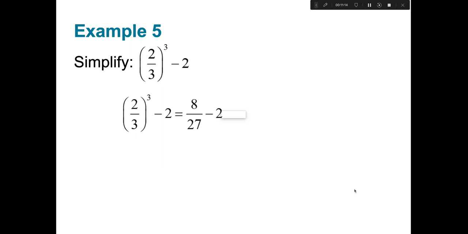All right, let's put a 1 under the 2. We have to have a common denominator between 1 and 27. What is my common denominator going to be? 27. How do I find my top number for that fraction? I have to take 2 times 27. What is 2 times 27?